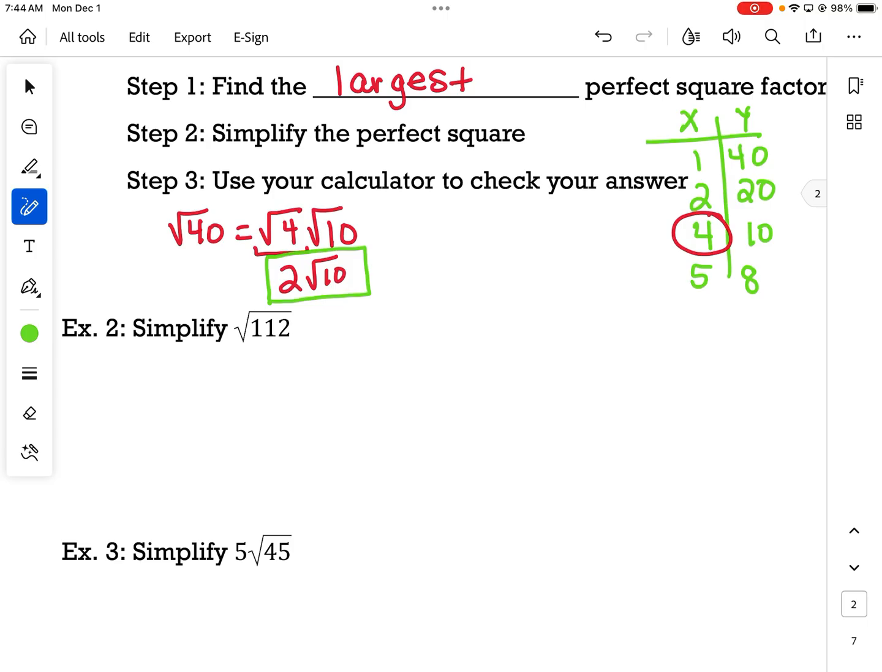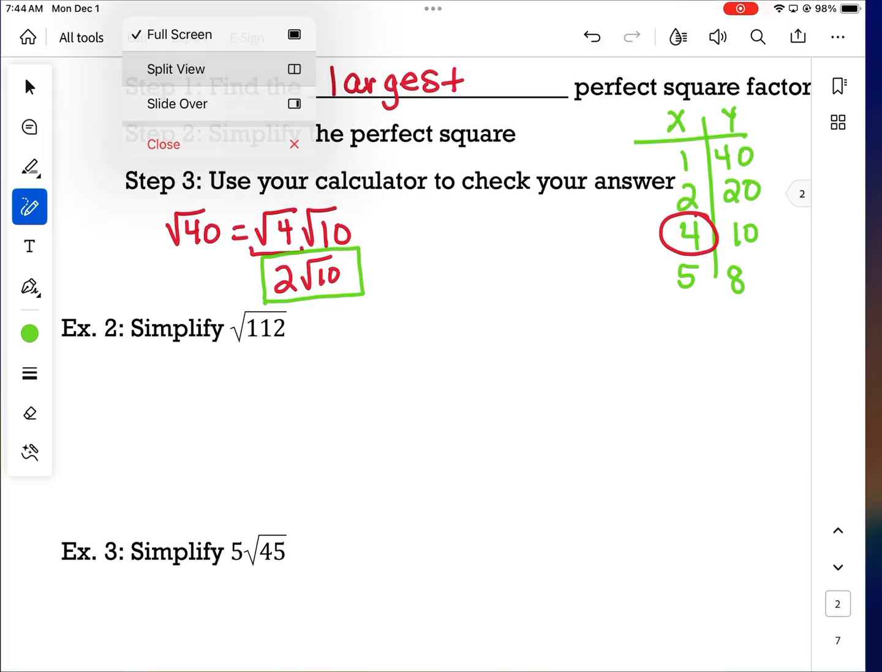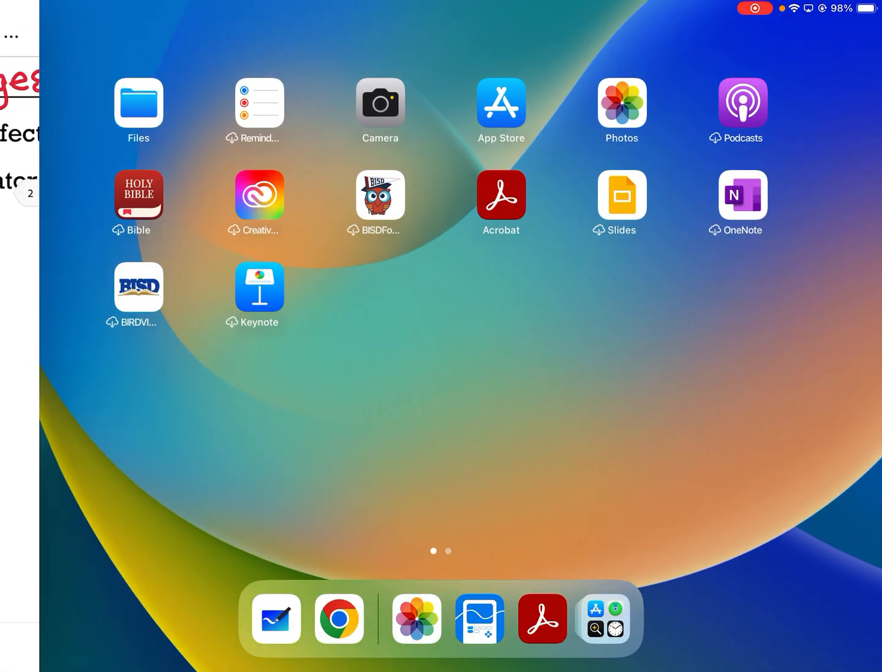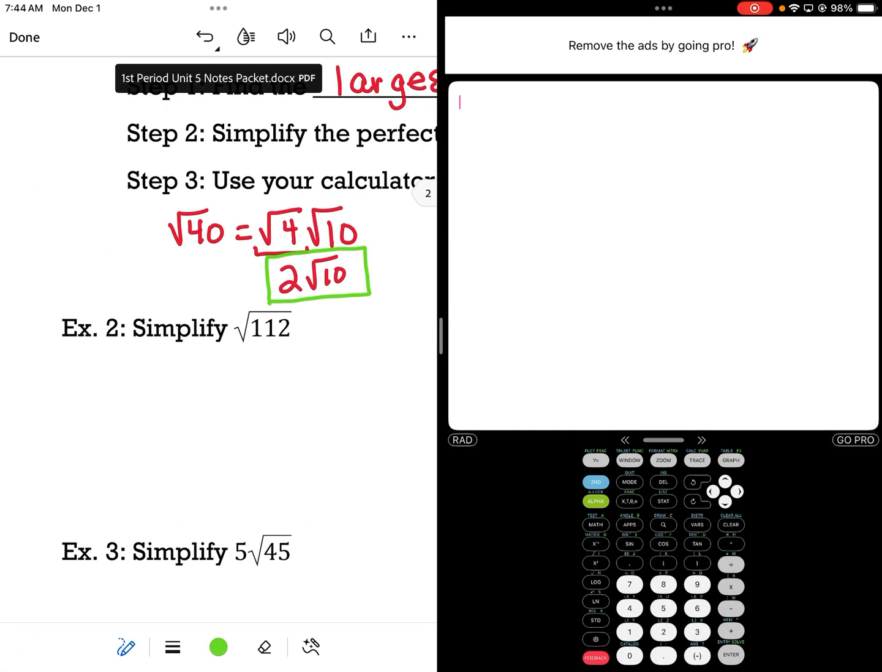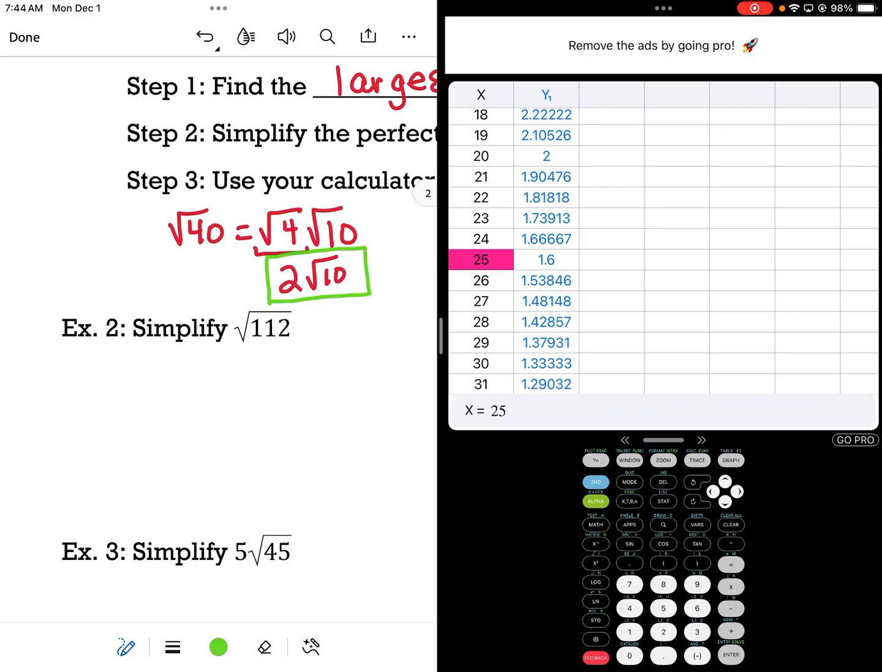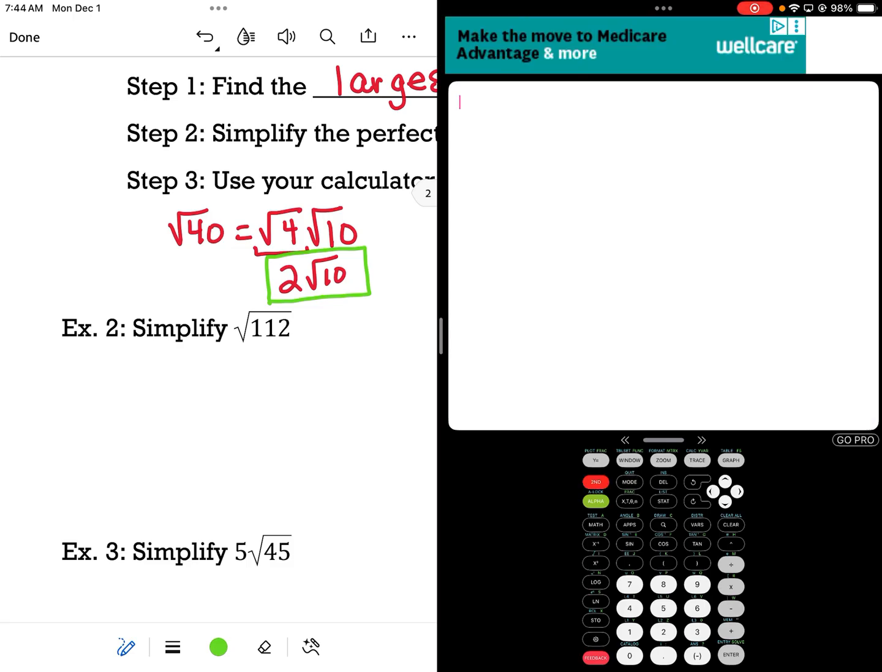And so to make sure you did it right, you can go back to the calculator and go back to the home screen, hit second mode, and put in, I think you already did square root of 40, but if you didn't, go ahead and do that.